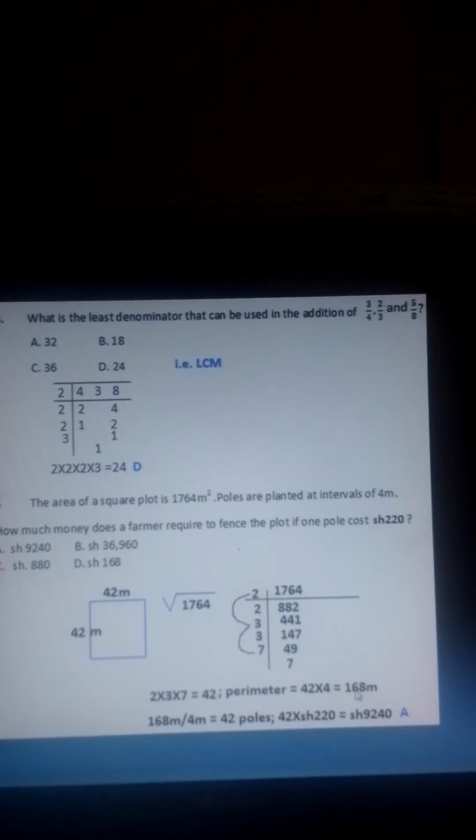Now to find how many poles were used, you divide 168, the distance round, by 4 meters, because after every 4 meters a pole was placed. So if you divide this 168 by 4, you get 42 poles which were used. Now the cost of the fencing is the number of poles times the cost of one pole. Now that is 42 times 220, and you get 9,240 shillings. Now from our choices, we have A as the answer, 9,240. Let's proceed to question 6.